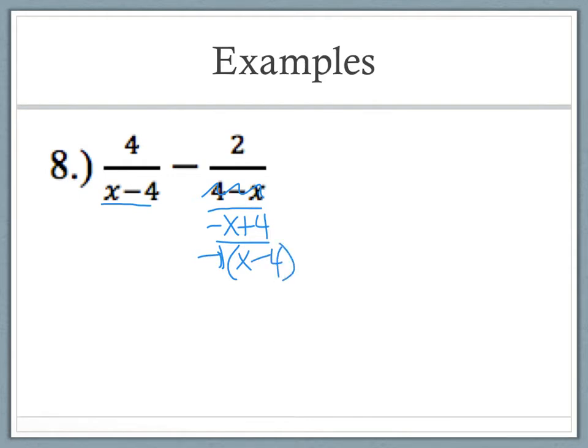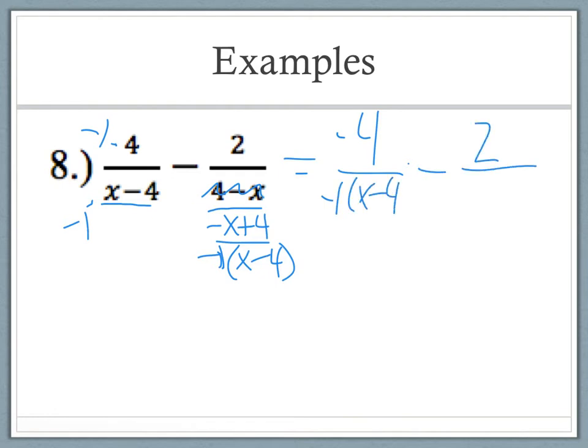Now, when we look at that, we say, okay, now I have x minus 4's that match. This side just needs a negative 1. So I'm going to multiply the left side by negative 1. Okay. So I'm going to have negative 4 over negative 1 times x minus 4, minus 2 over negative 1 times x minus 4.